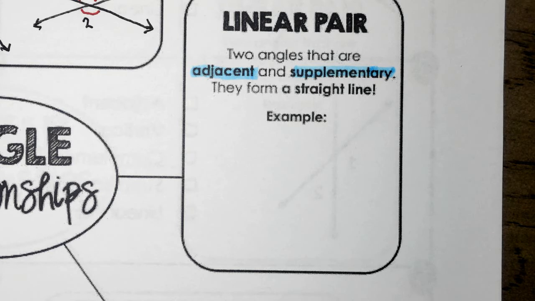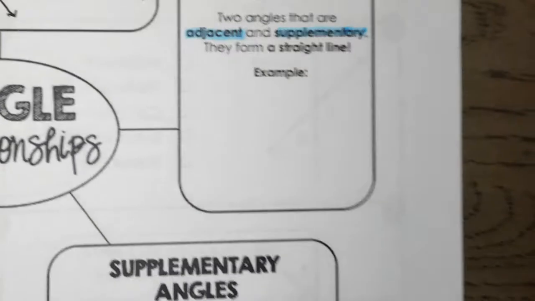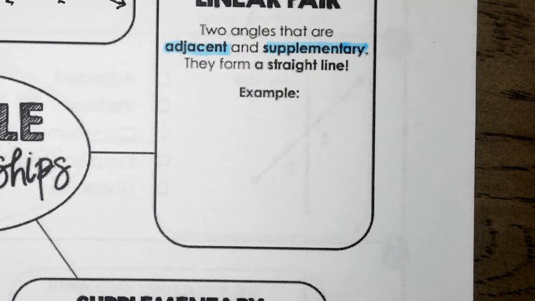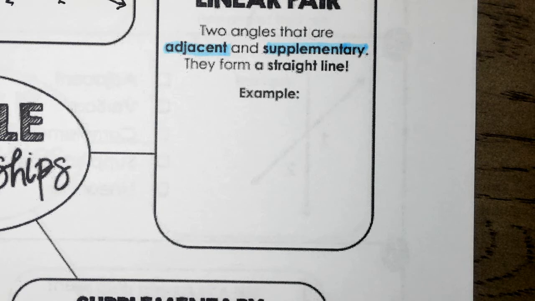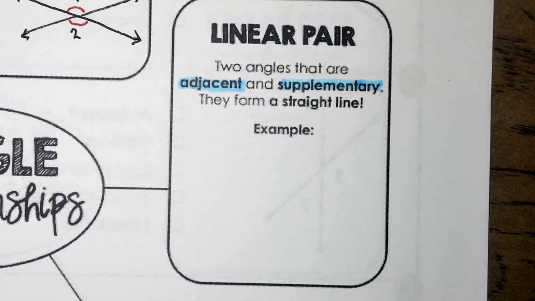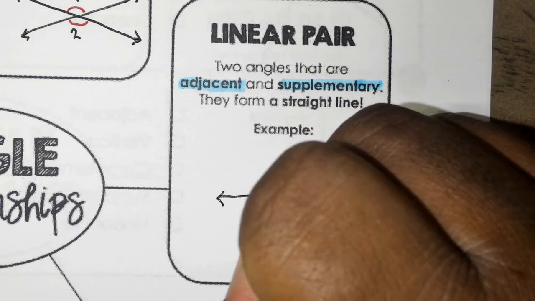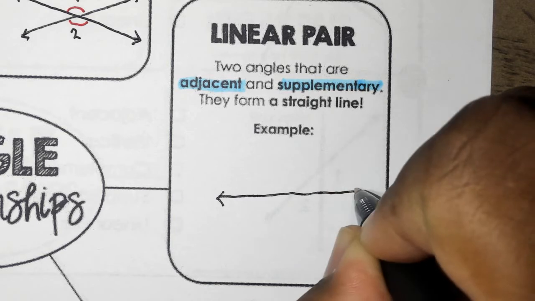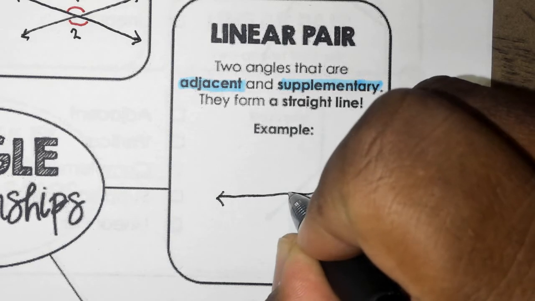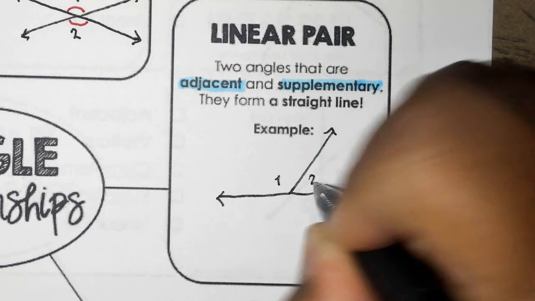Since they mention those, we go back to adjacent. Adjacent said two angles that are next to each other and have a common side. And supplementary says the sum is 180. So for it to be a linear pair, it has to be both of those qualifications. So they're going to form a line, a straight angle, and then they have to sit side by side, angle 1 and angle 2.